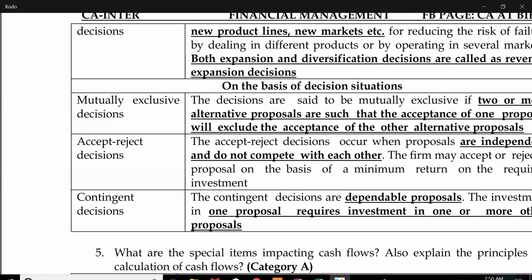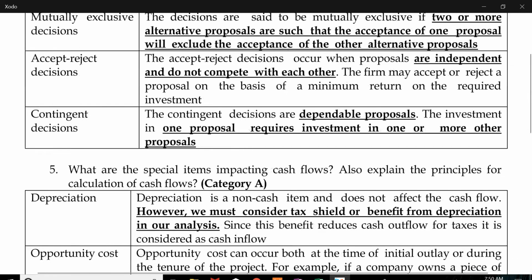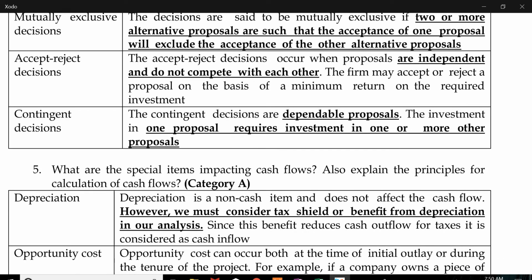There are certain special items which come into cash flow calculation, so I'll explain each of them now. First item is depreciation. Now depreciation as an item does not impact the cash flow, but why it is considered in cash flow calculation is because of the tax benefit which a depreciation gives. So there's a tax shield attached to the depreciation, so that is why we consider depreciation in our analysis. Otherwise depreciation is an item which can be ignored.